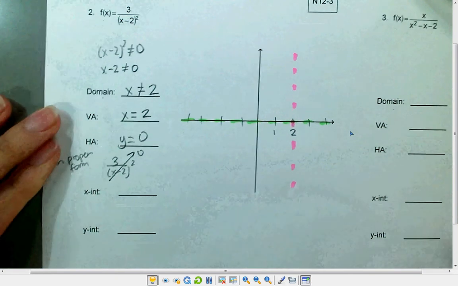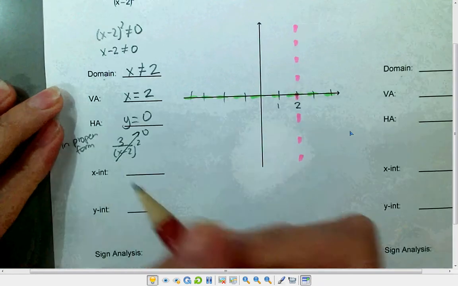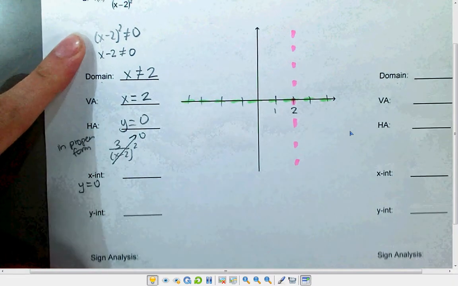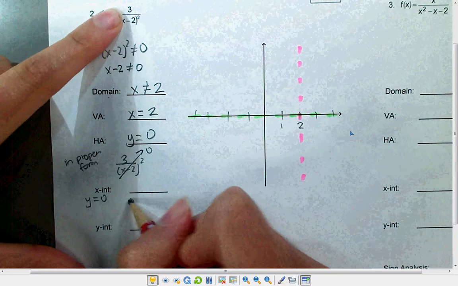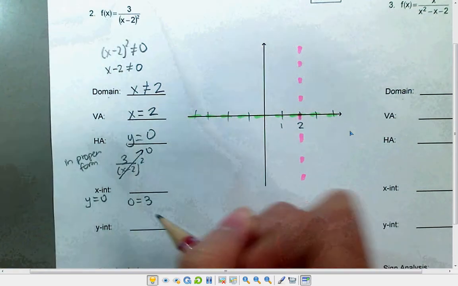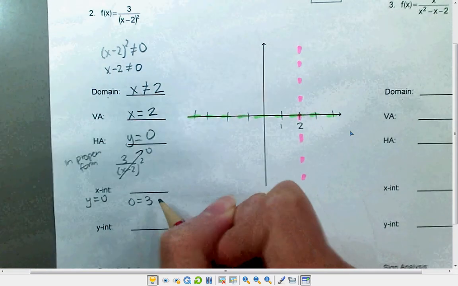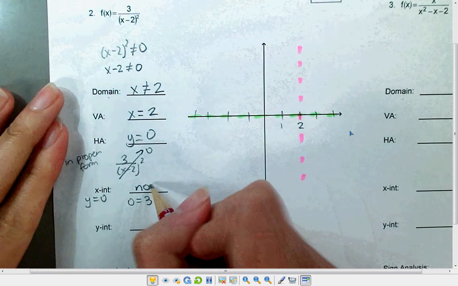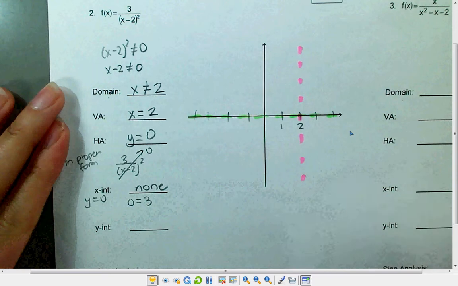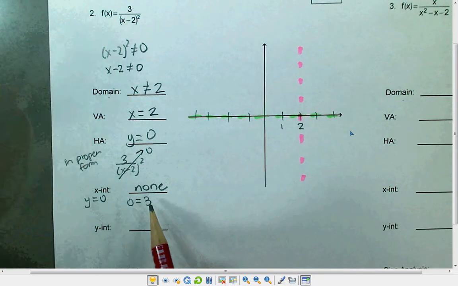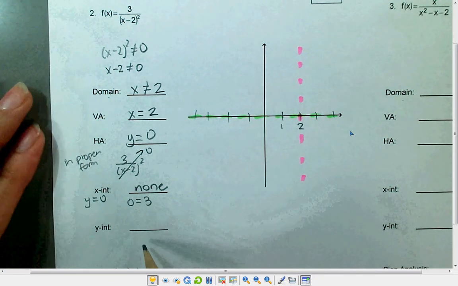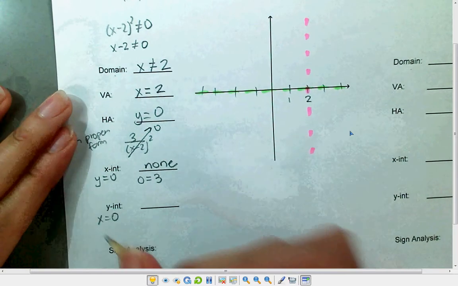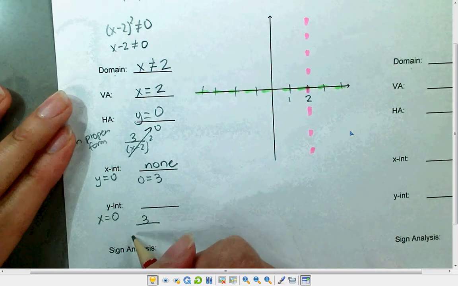Okay, so for my x-intercept, again, I'm going to set the numerator equal to 0, because this is when y is equal to 0. So I'm going to say numerator equals 0, so 0 equals 3. Is this a problem I can solve? Is there ever going to be a situation where 0 equals 3? No. So therefore, there are no x-intercepts at all, because there's never an x value where 0 equals 3. That's impossible. For my y-intercepts, x is equal to 0, so this just means I'm going to plug in 0 every time I see x.